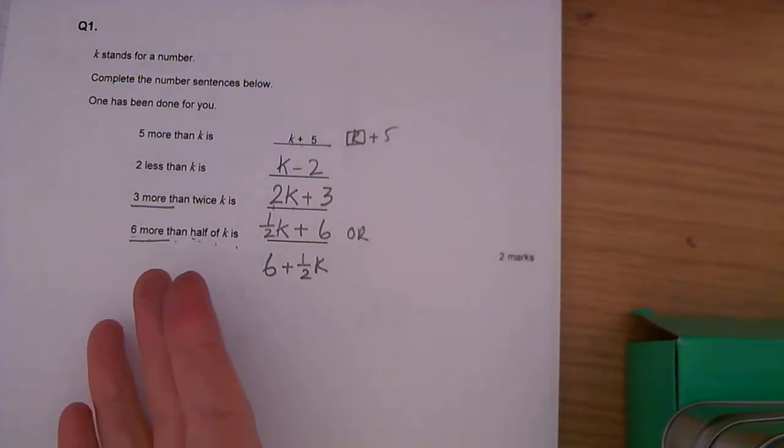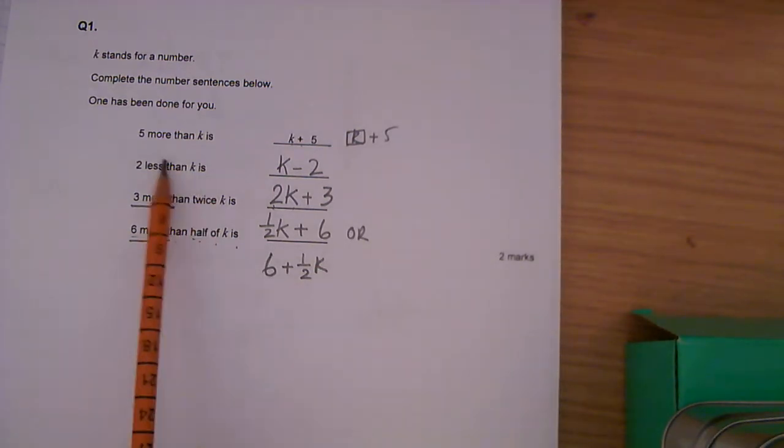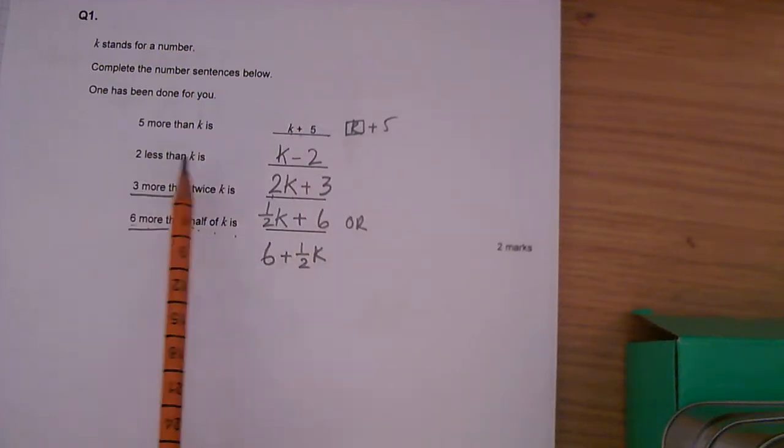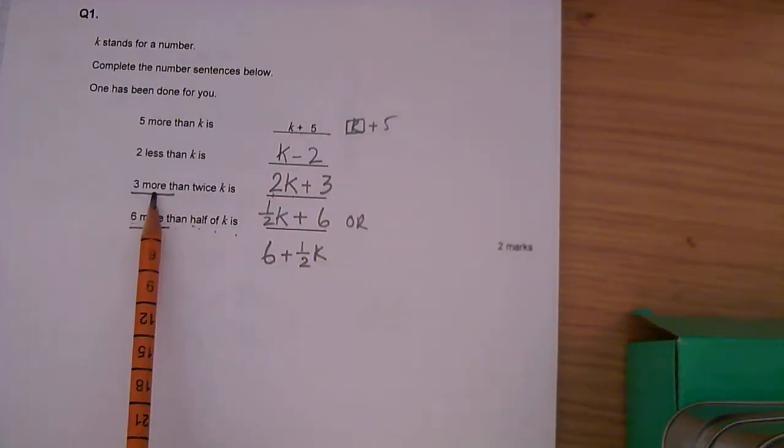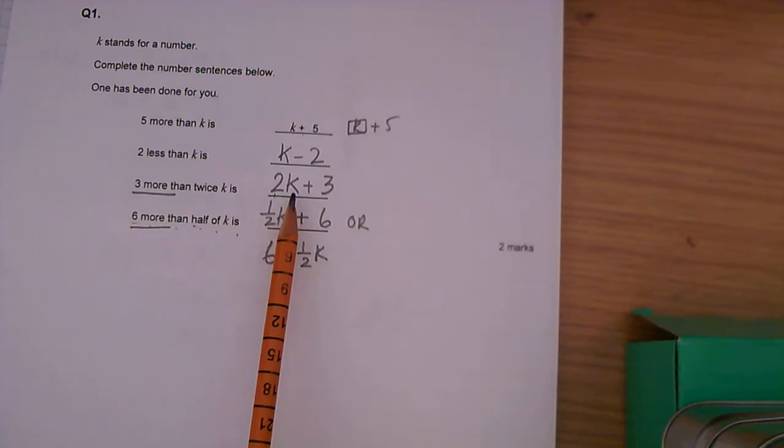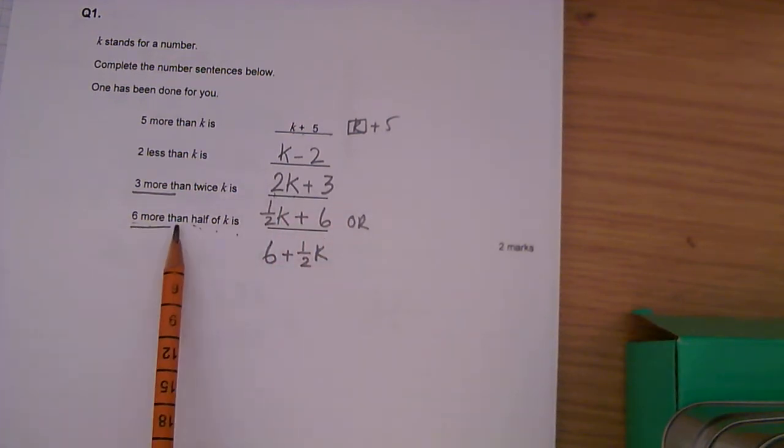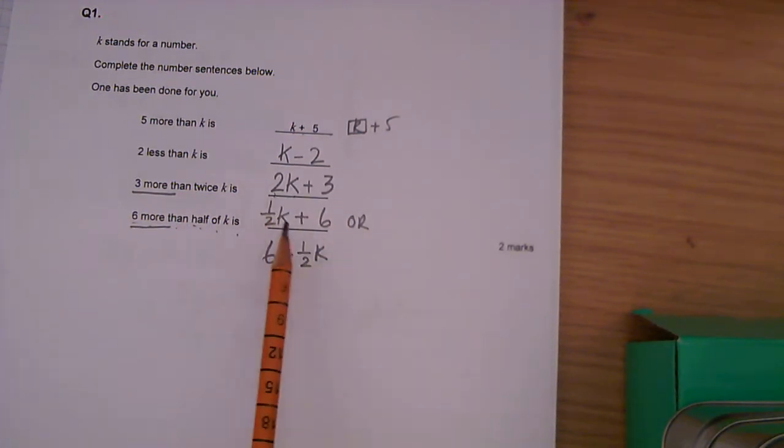Follow the instructions that they give you. Here, 5 more, so it's just K add 5. 2 less, so it's K minus 2. 3 more than twice K is 2 times K plus 3. 6 more than half K, well there's our half K plus 6.